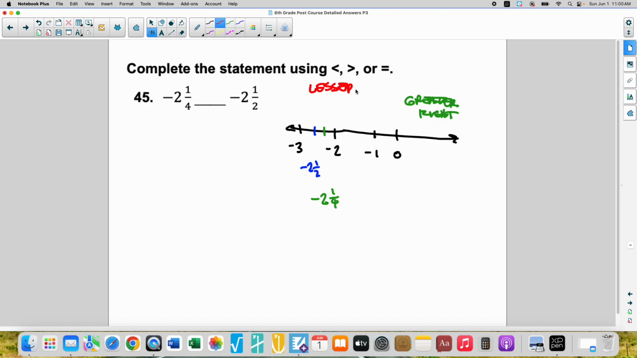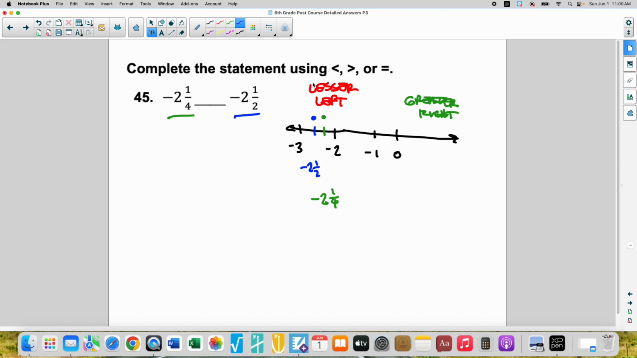Lesser is always going to be more to the left. So if we have these two numbers, if we're going to do -2 and 1/4 in green, if we graph that, we'll put that one there. That's -2 and 1/4. This is -2 and 1/2. So which one's smaller? So lesser is going to be -2 and 1/2.